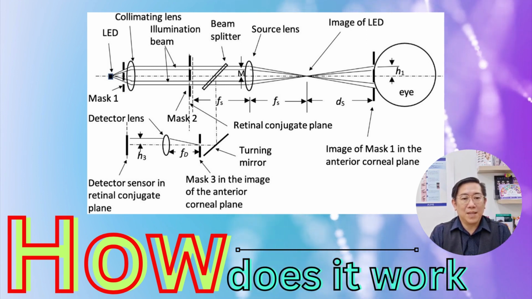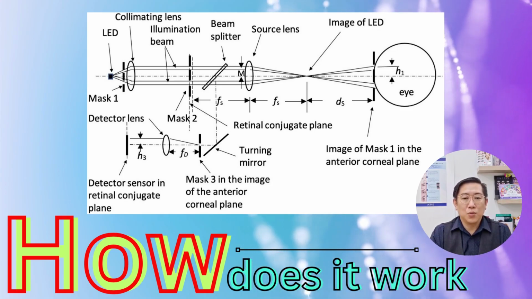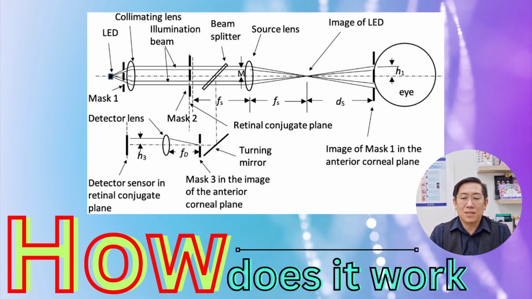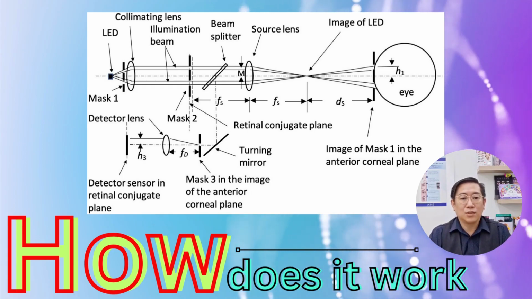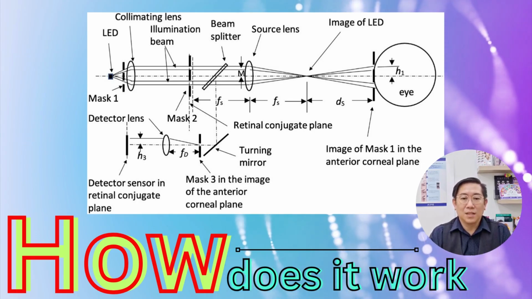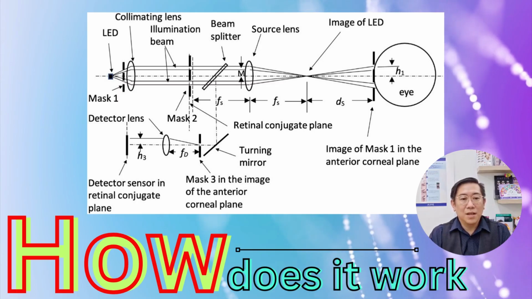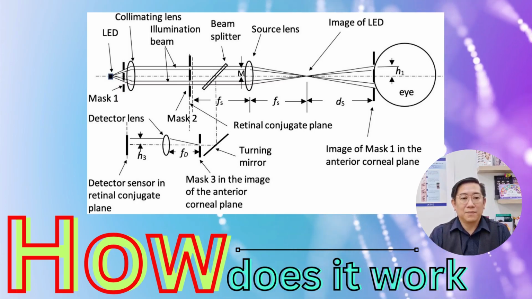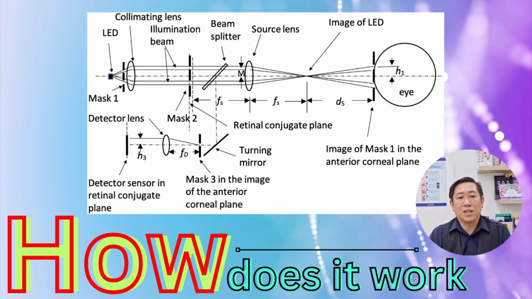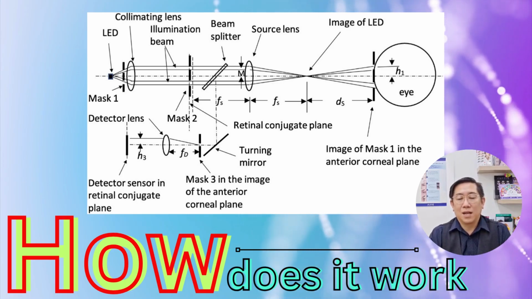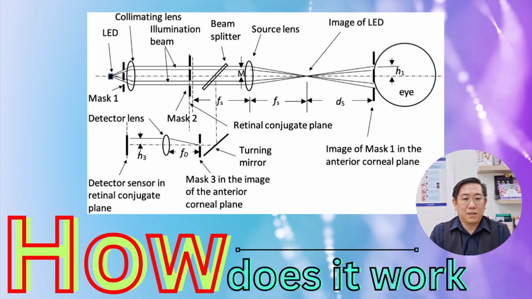Second will be the beam splitting and focusing. The beam then hits a beam splitter, which redirects part of the light to a source lens. This lens focuses the light through the eye's optical system: the cornea, the aqueous humor, the crystalline lens, and the vitreous humor, finally reaching the retina. As the light hits the retina, it forms an image of mask 1 and then reflects back along the same pathway.